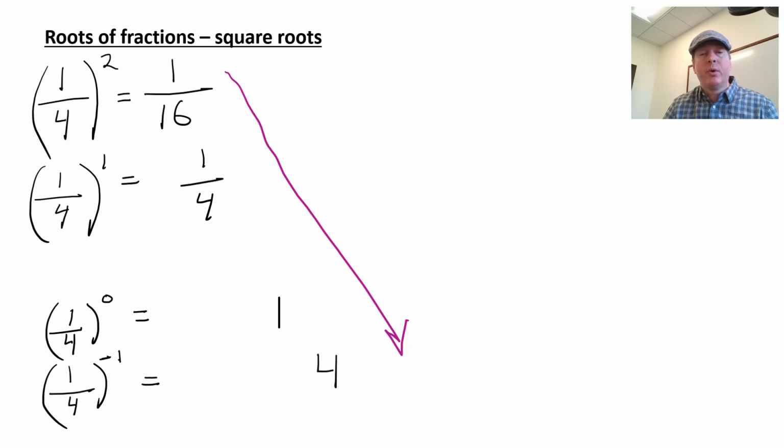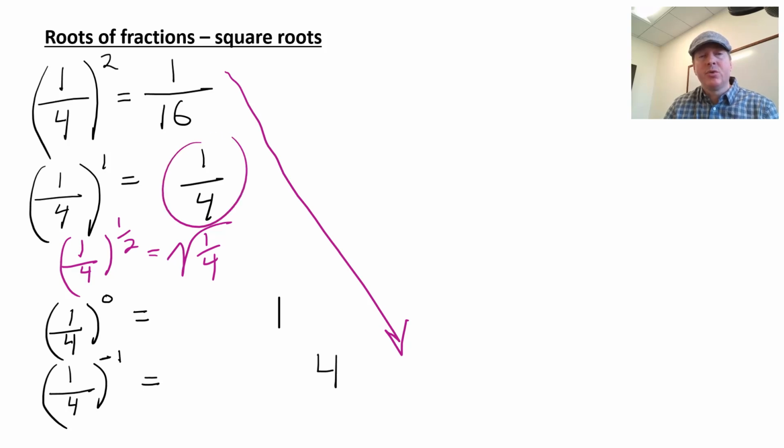How about this? 1/4 to the 0 is 1. Suppose I write 1/4 to the 1/2. Suppose I write the square root of 1/4. Well, it's a number that is in between 1/4 and 1. And what is it? It's 1/2. The square root of 1/4 is 1/2.